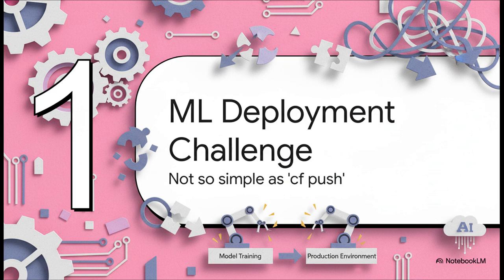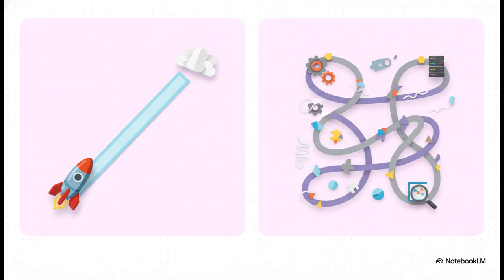Okay, so first things first. To really get what SAP AI Core is all about, we need to talk about the headache it's designed to cure. And that headache really is just how tricky it is to get machine learning models out into the real world. Look, if you're a developer, you know that deploying a simple web app can be, well, pretty straightforward. You might run a single command like cf push or something similar, and boom, it's live. Easy peasy. But trying to do that with a machine learning app, oh man, it's a completely different ballgame.